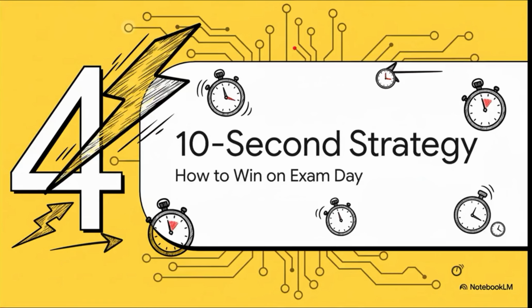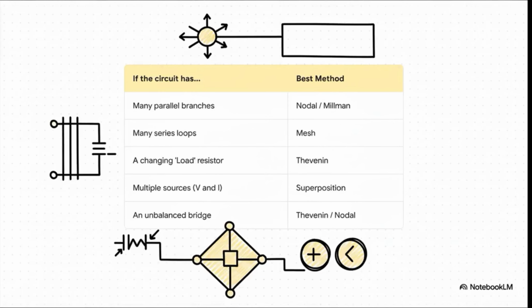All right, we've covered all the tools. Now, let's put it all together. We're going to build a lightning-fast strategy that you can use the moment a circuit appears on your screen. This is how you're going to win back those 10 minutes. Okay, this right here is your mental cheat sheet. Before you start writing anything, you're just going to run through this checklist in your head.